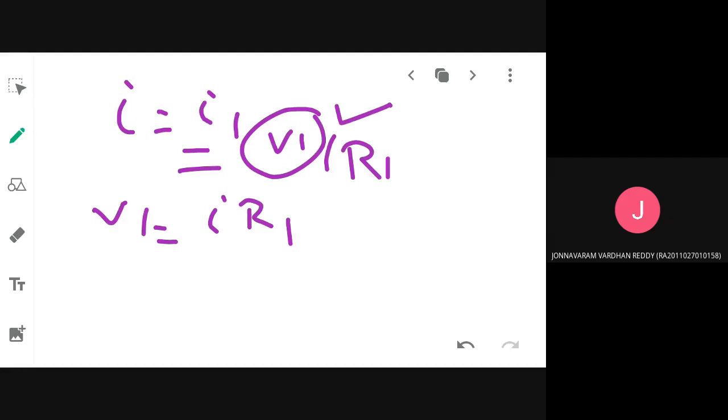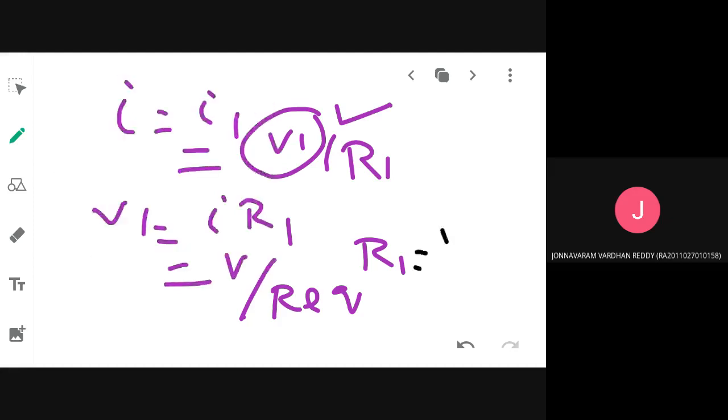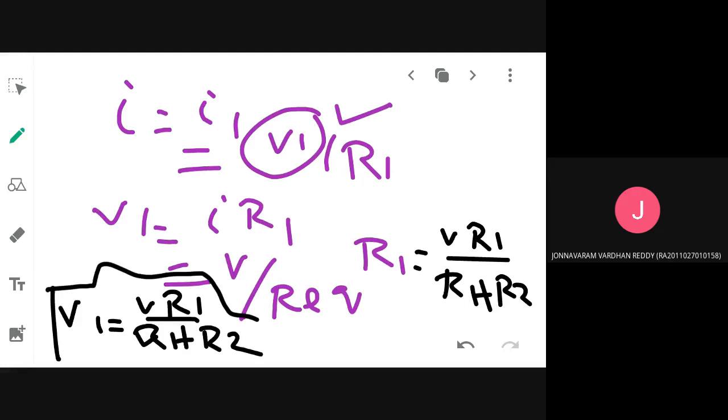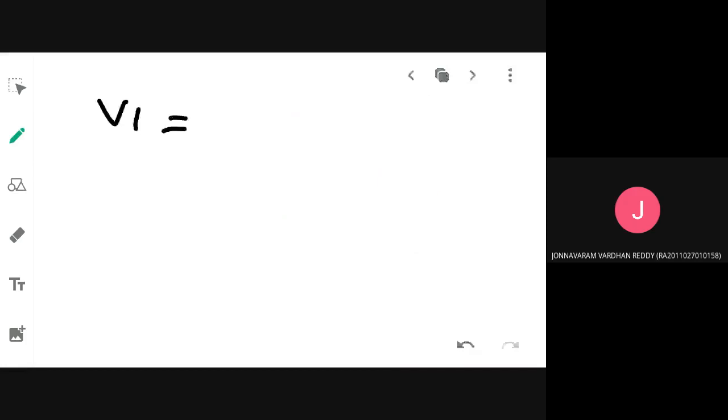Now V divided by R equivalent into R1. How can I write R equivalent? R1 plus R2. So V R1 divided by R1 plus R2. Finally V1 is equal to V into R1 divided by R1 plus R2. This rule is called what rule? Voltage division rule. I am writing it again. V1 is equal to V R1 divided by R1 plus R2.